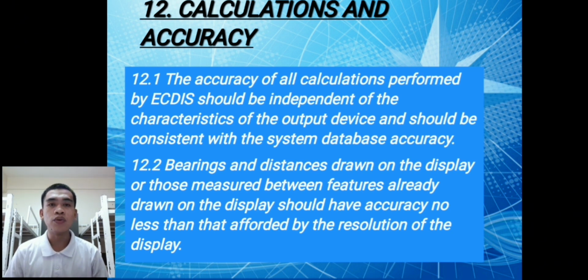Number 12.2, bearings and distances drawn on the display or those measured between features already drawn on the display should have accuracy no less than that afforded by the resolution of the display. Okay, so the bearings and the distances must not be less than the afforded resolution of the display of the ECDIS.